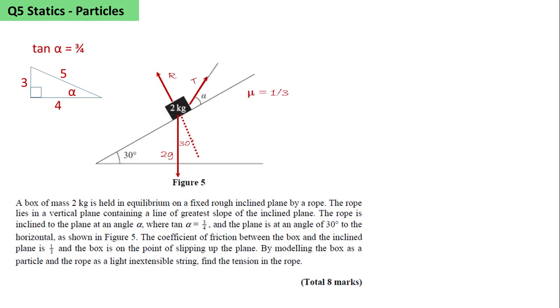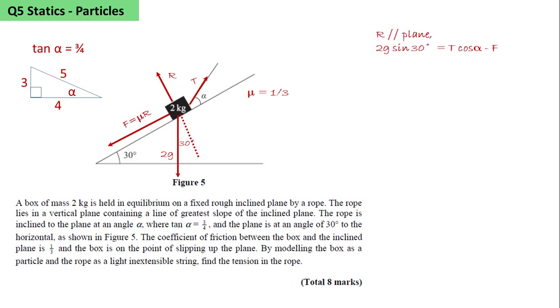The coefficient of friction between the box and the inclined plane is 1/3, and we're told the box is on the point of slipping up the plane, which means that the friction will act down the plane and will equal mu times the reaction R. We're asked to find the tension in the rope.